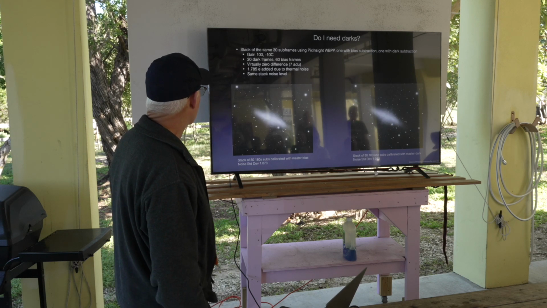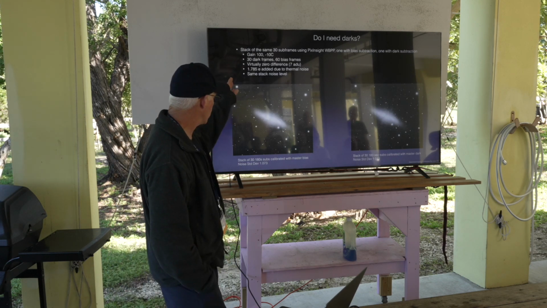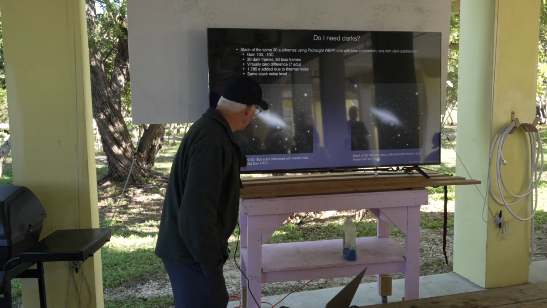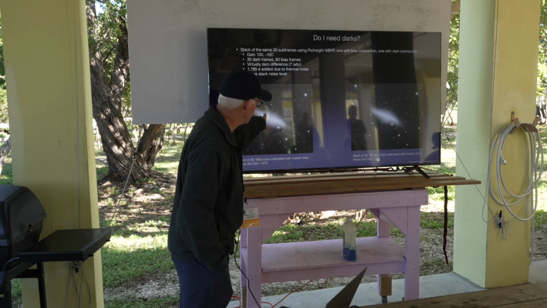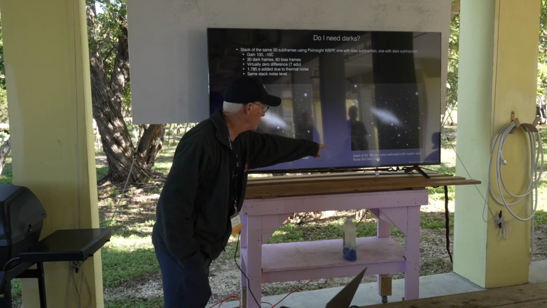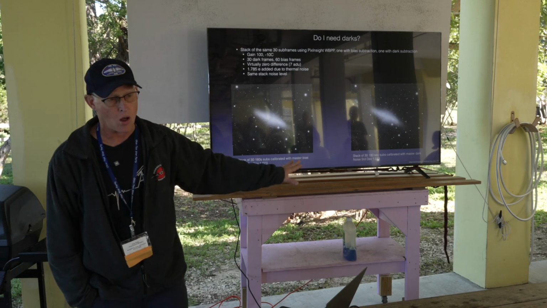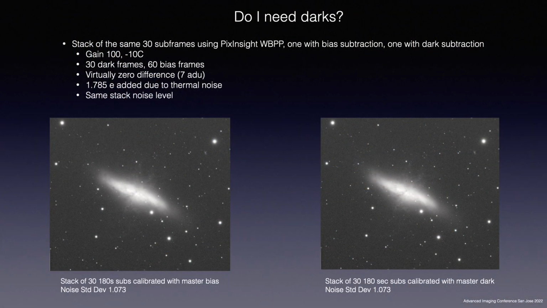Here is a stack of 30 3-minute exposures with master darks or just master bias. There is no difference in the noise level at all in these images. It blew me away. I remember this from the days I had a Sony CCD. It was very similar to that. These Sony chips are incredible with what they can do.